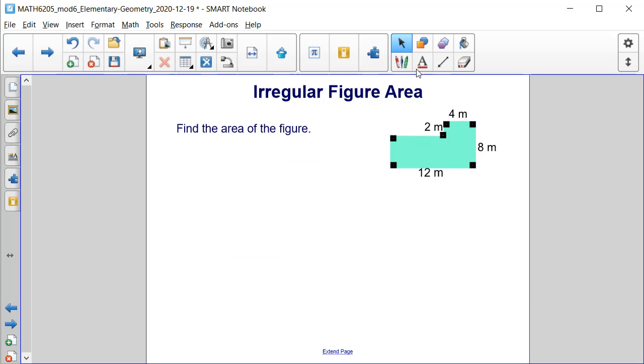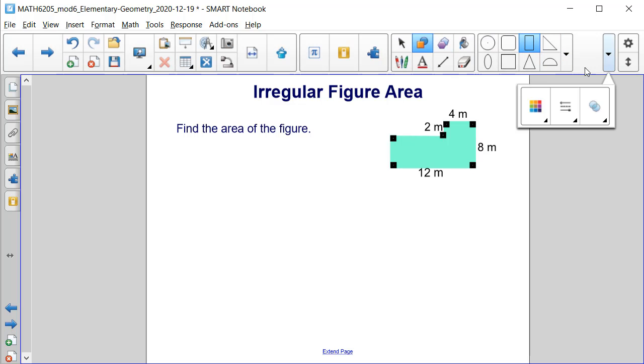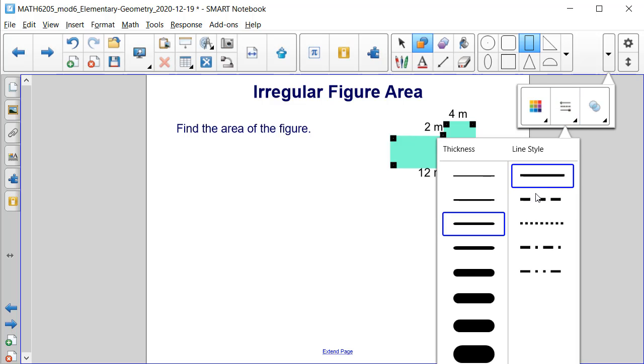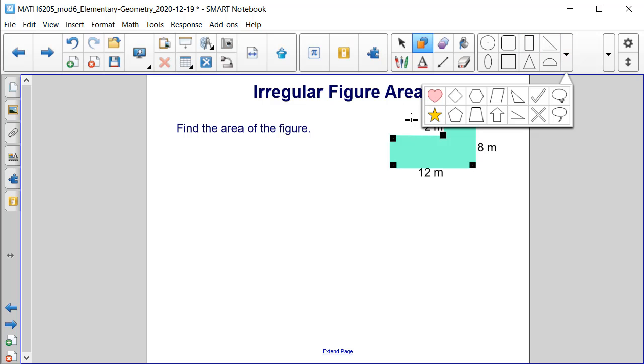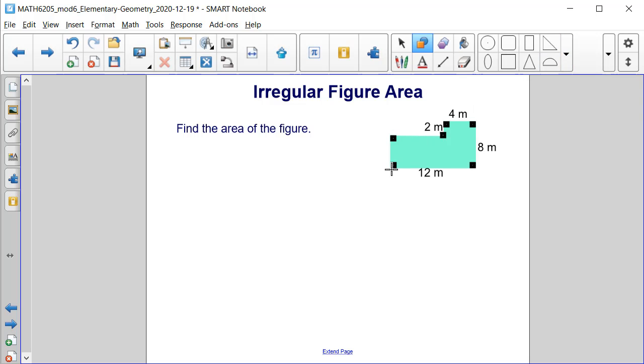Find the area of the figure. So the first step that we have here is we can see that this irregular figure can be composed of two rectangles, one that is a little bit bigger than the other. So here's the big rectangle that's coming there. And then we also have a smaller rectangle that we're going to subtract out, and it is right here.